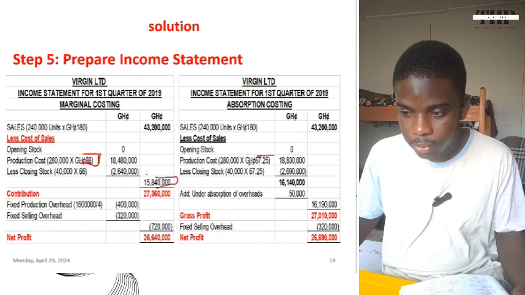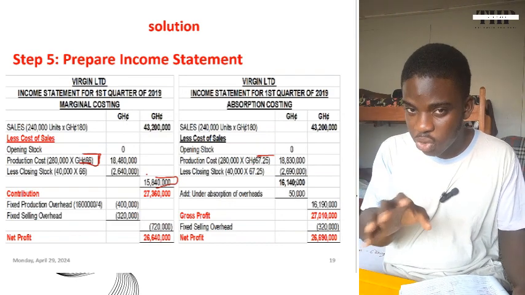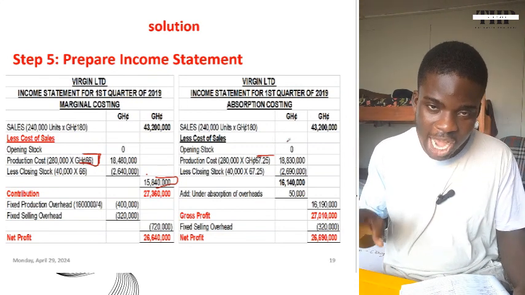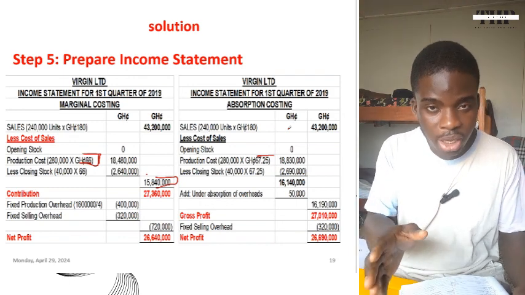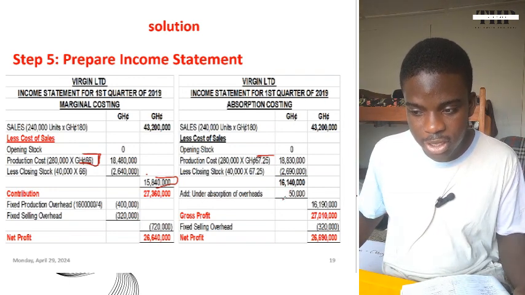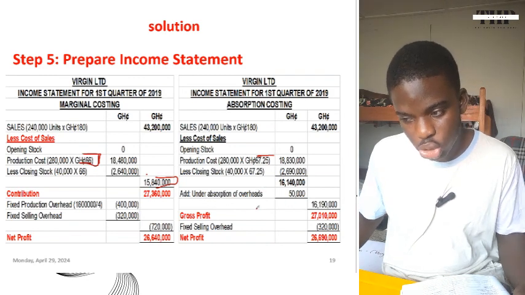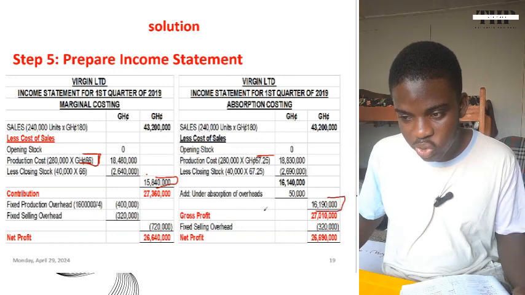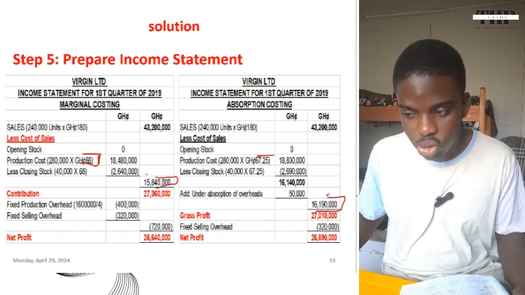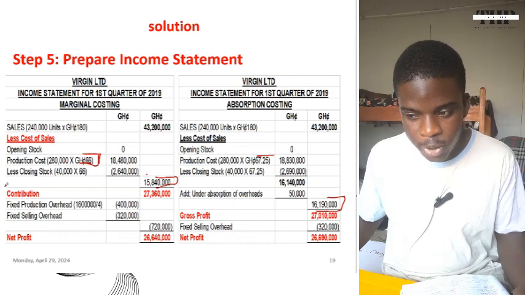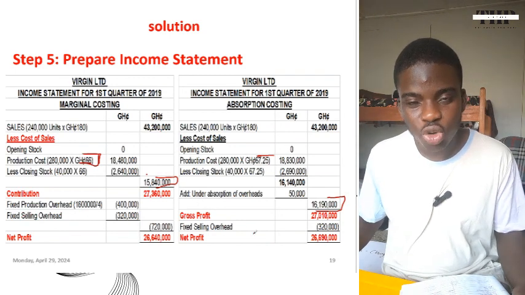So now see, you get your figures and you get this. But the absorption you're talking about, the under absorption or over absorption, only affects absorption costing. It doesn't come into marginal costing. So you add your under absorption of overheads over here. That gives you your cost of sales. So this 60 million is the cost of sales, and minus your sales revenue gives you gross profit. So AC gives you gross profit, but MC gives you contribution. Then you add your fixed selling overhead.